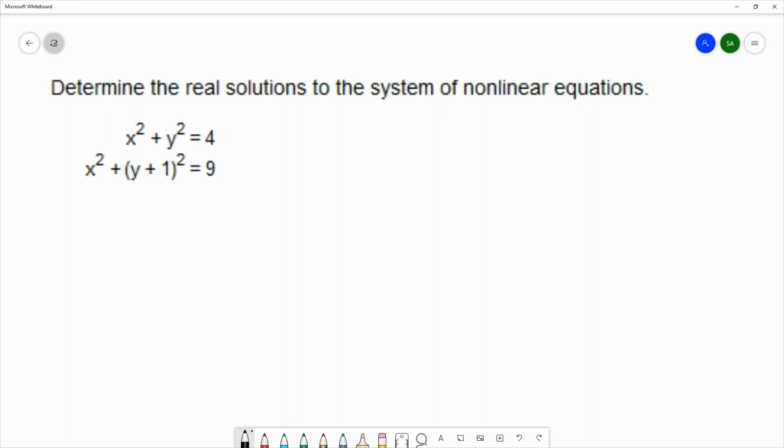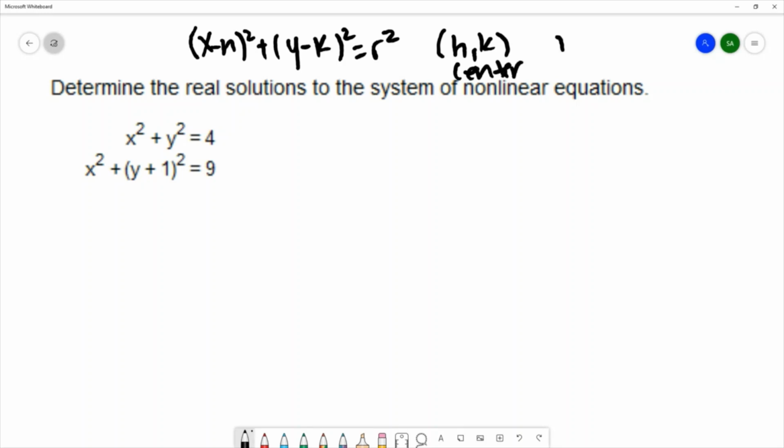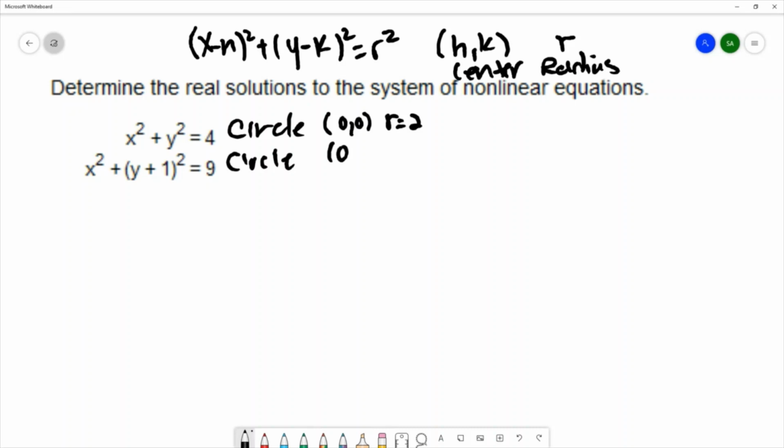The equation of a circle is (x minus h) squared plus (y minus k) squared equals r squared, where the ordered pair (h, k) is the center and r is the radius. Both equations follow that format. So we have a circle which has a center of (0, 0) and a radius of 2. And then we have another circle, and this one has a center of (0, -1) with a radius of 3.